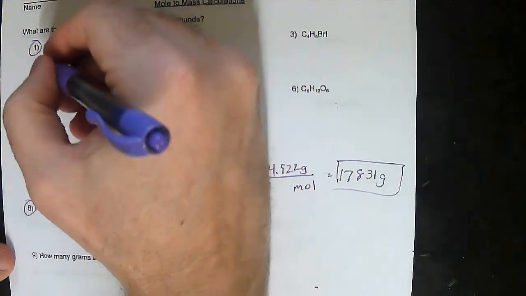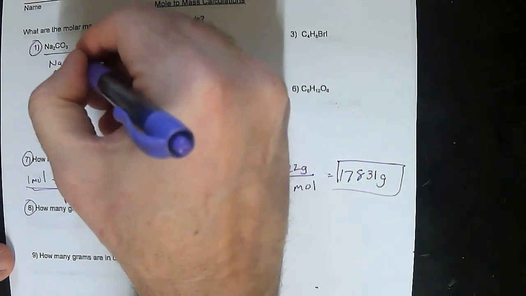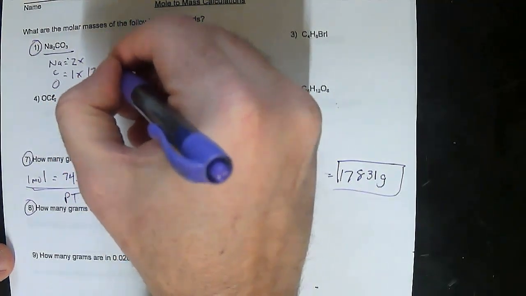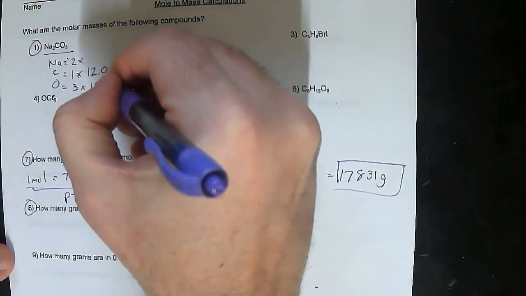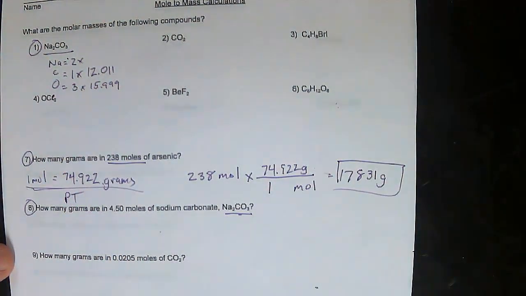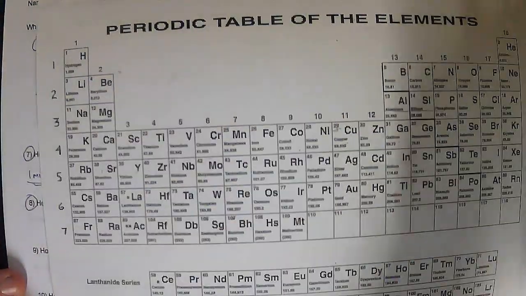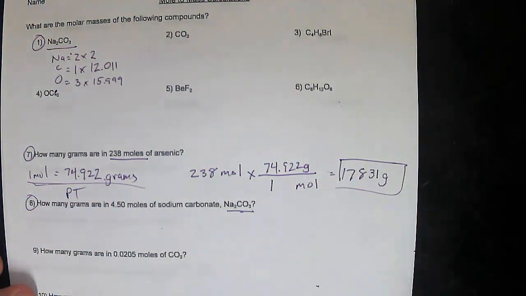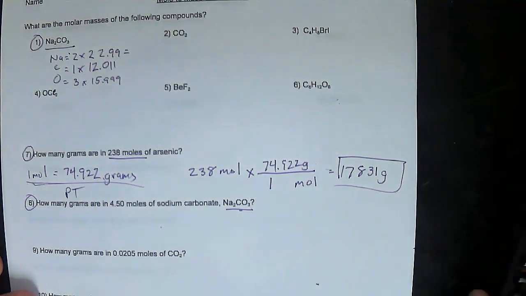To do that, we're going to have Na, C, and O. Here we're going to have 2 times whatever sodium is. C, we're going to have 1 times 12.011, and O is 3 times 15.999. And sodium, just so we know, is, sorry, not 23, I think it's 22.99. Okay, and so now we're going to do that math.